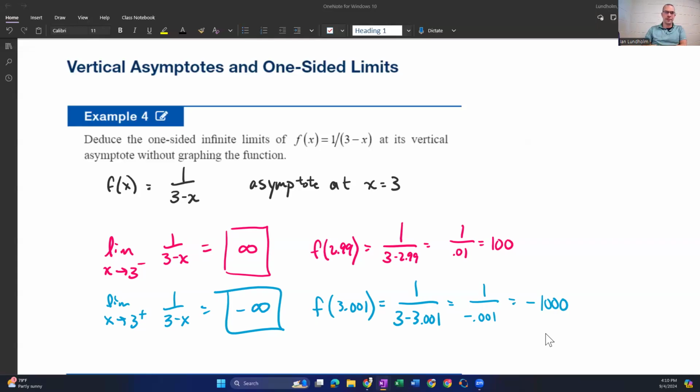And so I know that we did this without graphing it, but calculating these limits would actually help us sketch a graph, even if we didn't have one handy. We know that we have an asymptote at x equals 3. And from the left, we saw that this function was going up to positive infinity. And from the right, this function is going down to negative infinity. So the overall graph would look something like that, just as a sketch.